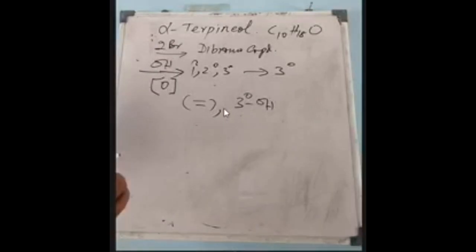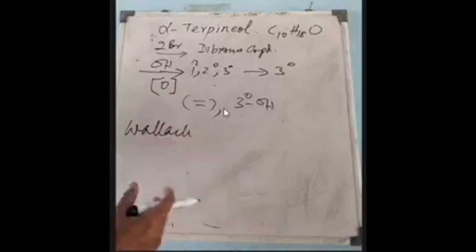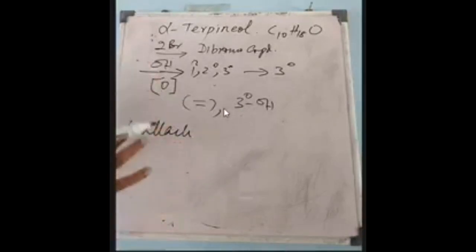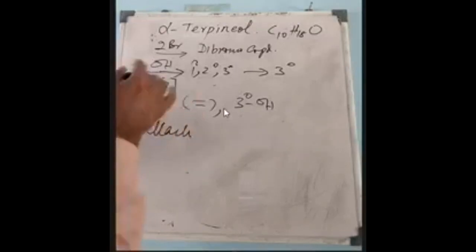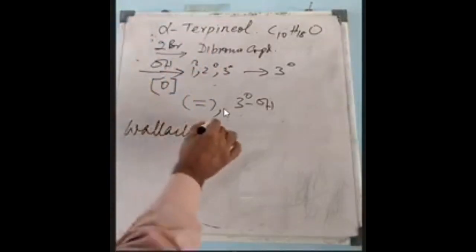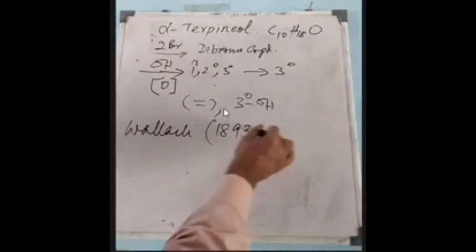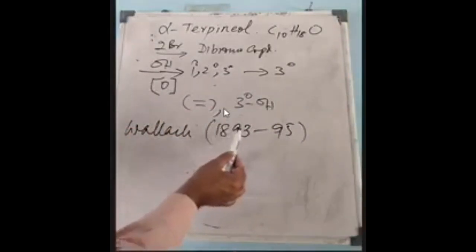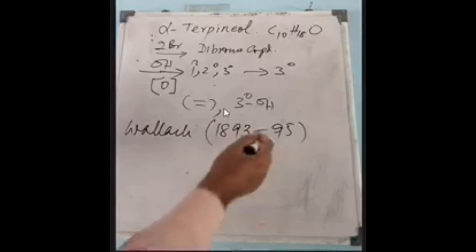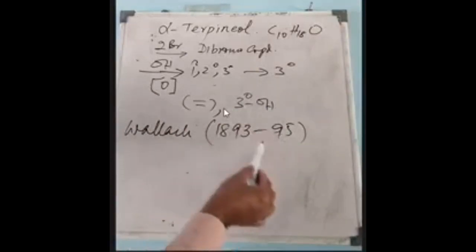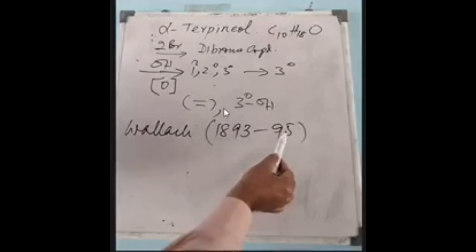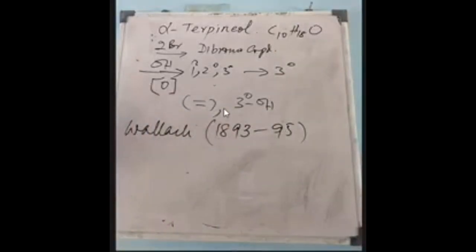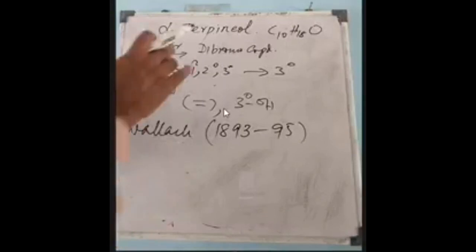This was ascertained or confirmed by the scientist Wallach. Actually, these propositions are always determined by research. So one researcher, a scientist, was working on the structure of alpha terpineol, and his work was published. The first work was published in 1897 as a research paper. Then he published another research article in 1895, in which he tried to assign the positions of the double bond and hydroxy group.